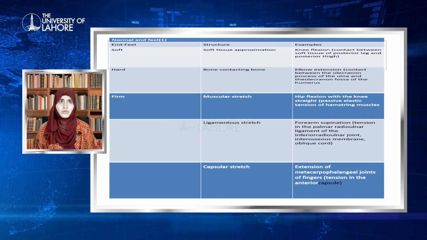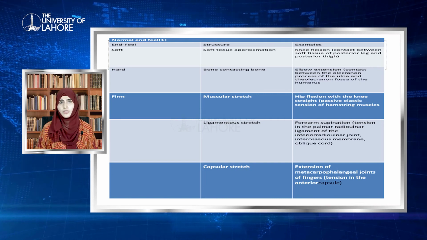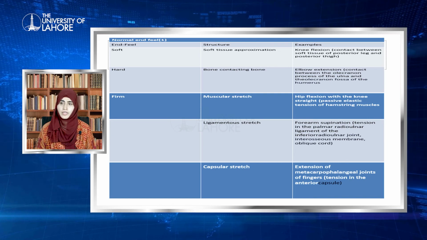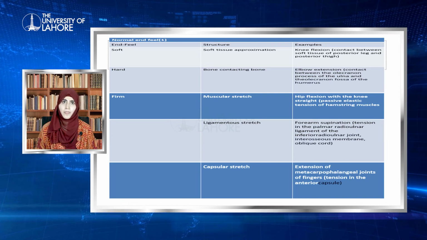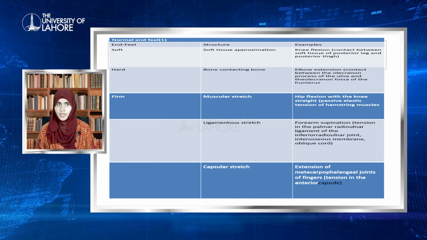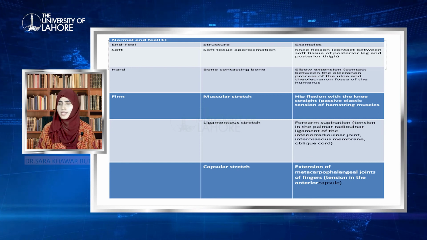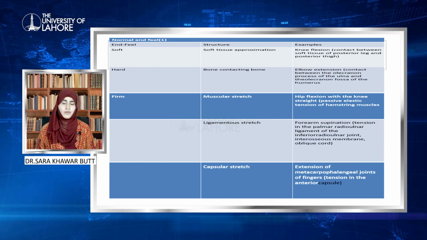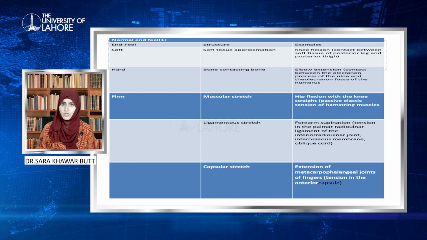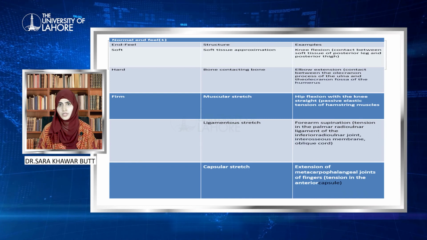Let's discuss the end-feel. There are some normal end-feels. When you move the body to the end range, you can feel tissue approximation. That is a soft end-feel. You can see the example of the knee. Hard end-feel is bone contacting a bone. Firm end-feel you can feel when a muscle is being stretched, or a ligament is being stretched, or a capsule is being stretched.